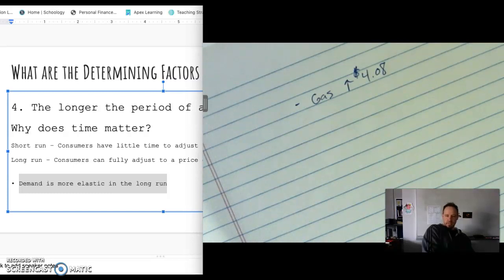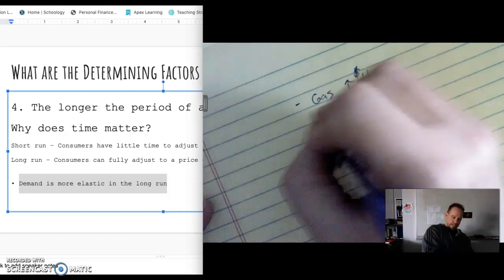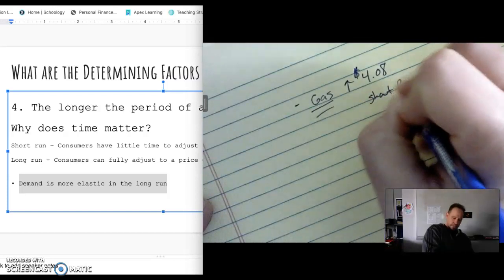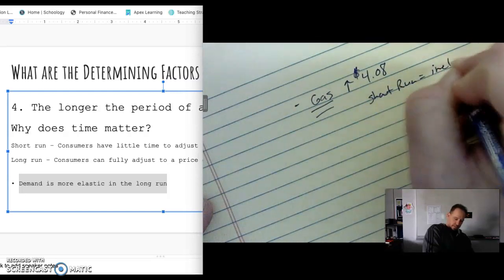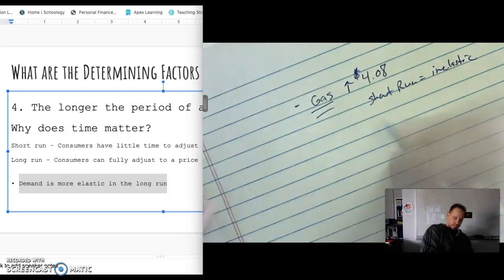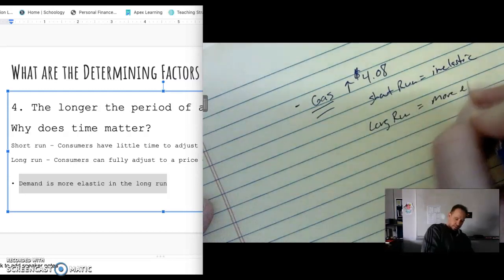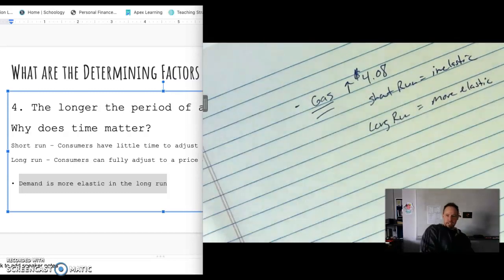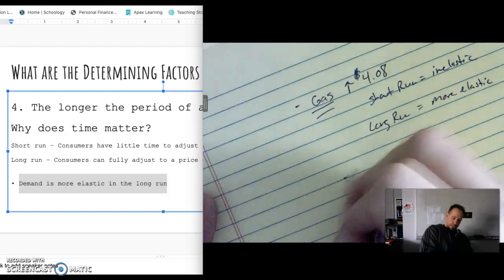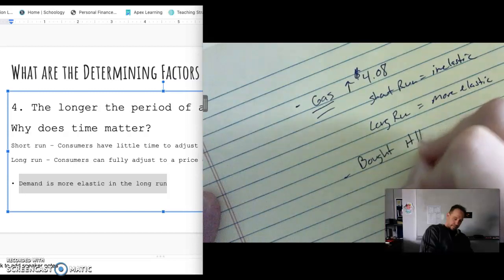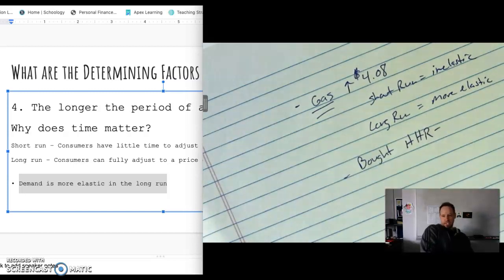Over time, however, we have more options to adjust to this. In the short run, our demand for gas was inelastic. We had not a lot of options, but in the long run, it becomes more elastic. We are able to respond to this. For instance, in the long run, some of the decisions we made: I was driving a Trailblazer. Traded that off. I bought a Chevy HHR.